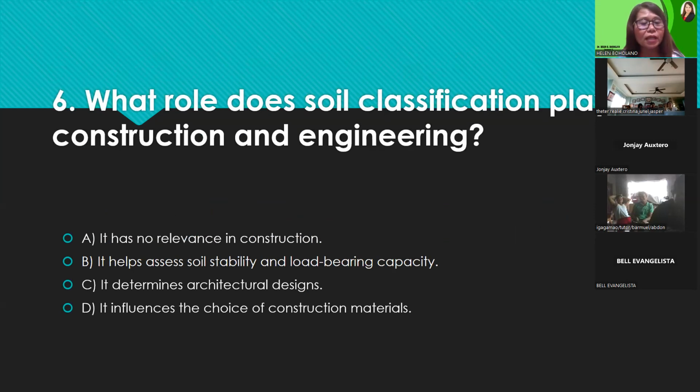6. What role does soil classification play in construction and engineering? A. Has no relevance in construction. B. Helps assess soil stability and load-bearing capacity. C. Determines architectural designs. Or D. Influences the choice of construction materials. A, B, C, or D?